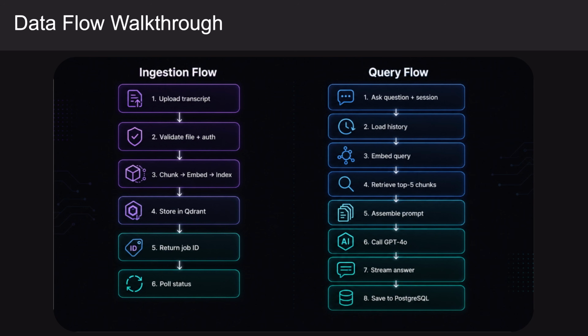Query, the user sends a question with a session ID. FastAPI loads the recent conversation history from PostgreSQL, embeds the query, retrieves the top 5 relevant chunks from Qdrant, assembles the full prompt, calls GPT-4o, and streams the response back token by token. The exchange is then saved to PostgreSQL for future context. Clean separation between ingestion and retrieval. The architecture is clear. Two flows, ingestion and query, 5 components, FastAPI, PostgreSQL, Qdrant embeddings, and the LLM.